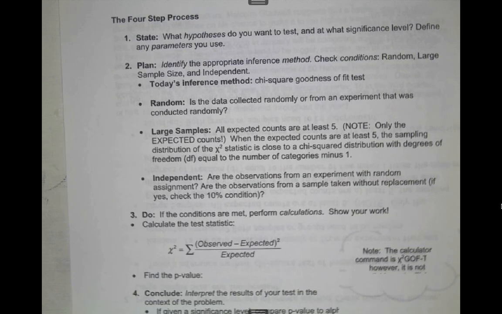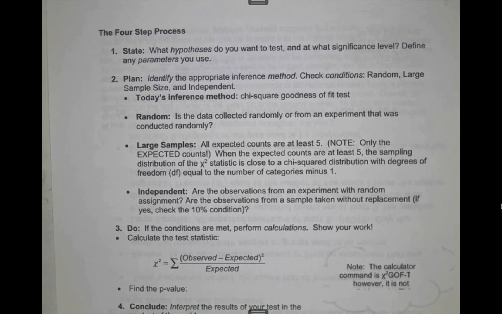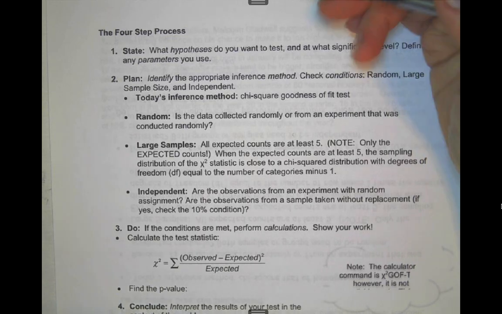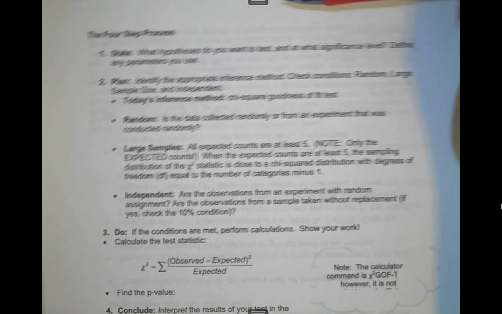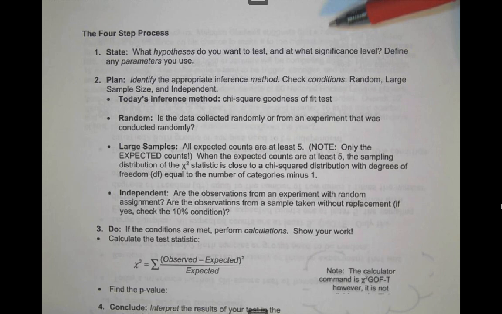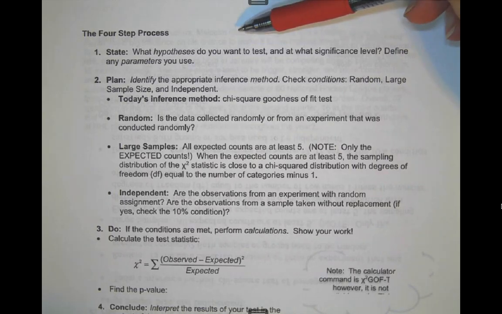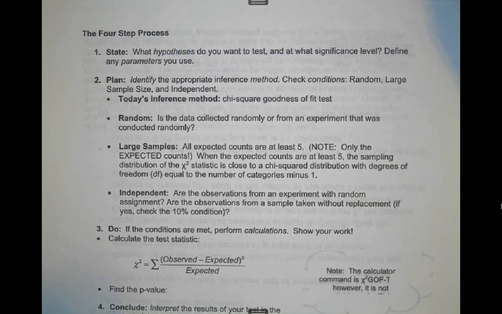Again, we're just doing significance tests here, so we're not worried about the confidence interval. So we have our state step: what hypotheses do you want to test and at what significance level? Define any parameters. Sometimes these we can write out in words and we won't have to define anything. I'll show you two ways to do them.